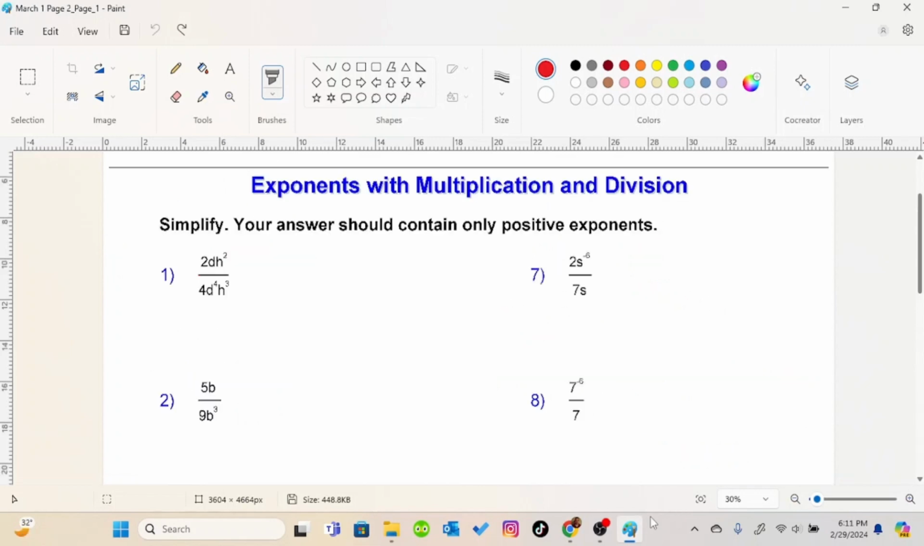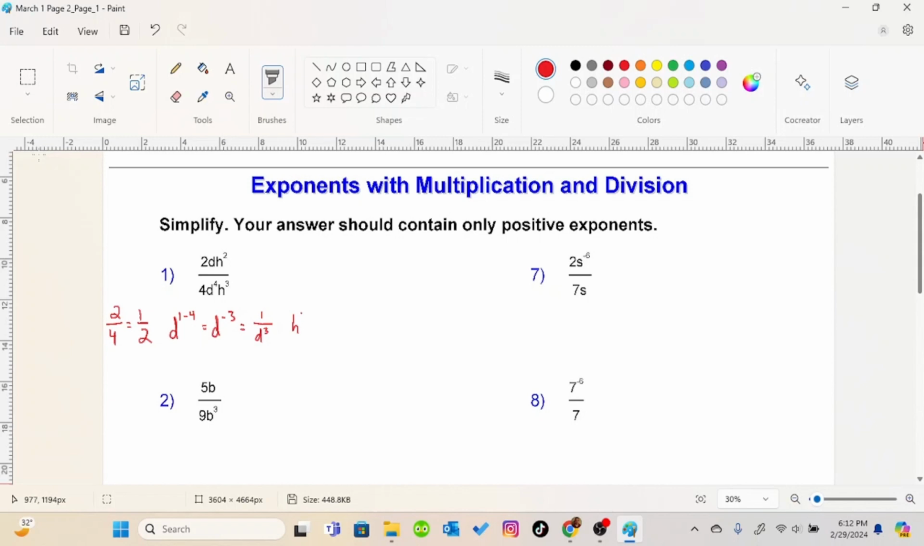On page 2, we're going to do some division and some multiplication, and they want positive exponents only in our answers. So first, we'll take the number portion. That's 2 over 4, which simplifies to 1/2. For D, we have 1 on top minus 4 on bottom. That becomes D to the negative 3rd power, which becomes 1 over D to the 3rd power.